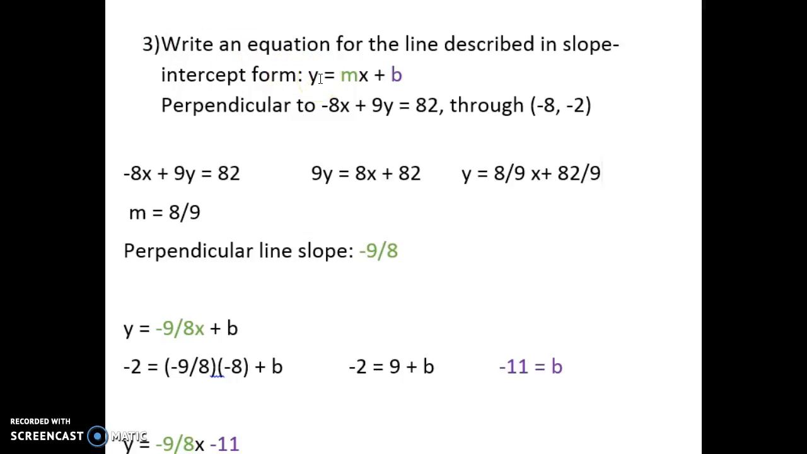And you can read more about slope-intercept form on page 235 in the text. The number right here in front of x is the slope, and then the number at the end is the y-intercept. And we want our line to be perpendicular to this line, and we want it to pass through this point. So first we're going to start by writing this line in slope-intercept form so we can look at the number in front of x and quickly see what the slope is.